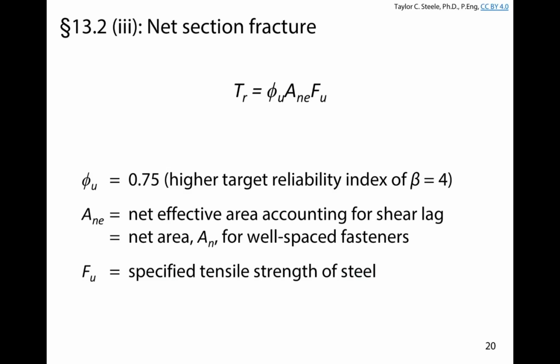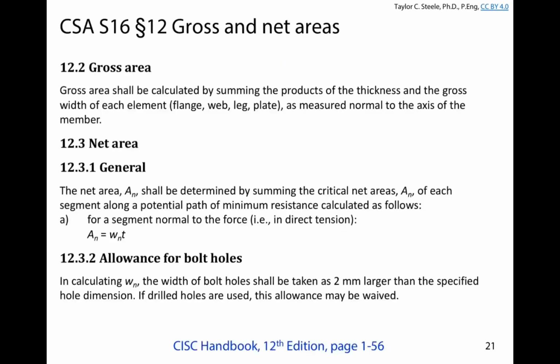Okay, so very similar to gross section yield, except all the values are different, right? Different resistance factor, different area, different strength, but we're still trying to accomplish more or less the same thing. We've got a factor that's unitless times an area times a stress, which gives us a resistance in force.